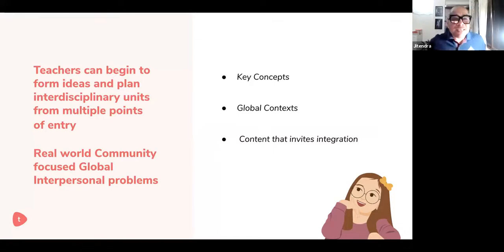So, Gurpreet, if I say that I'm a dance teacher and I use 1, 2, 3, 4, 1, 2, 3, 4 in my dance, do you think that's an interdisciplinary unit?